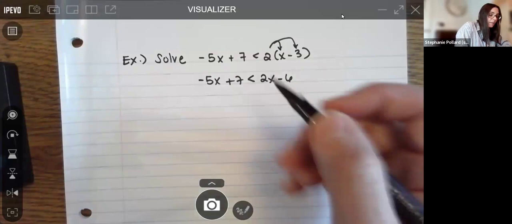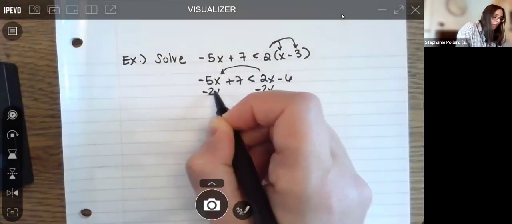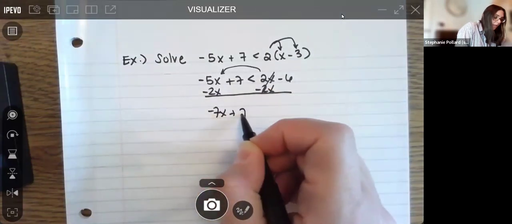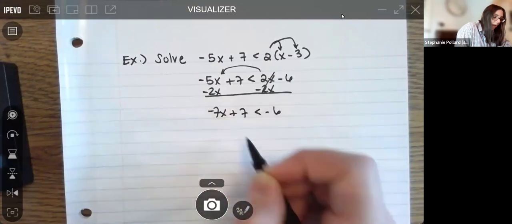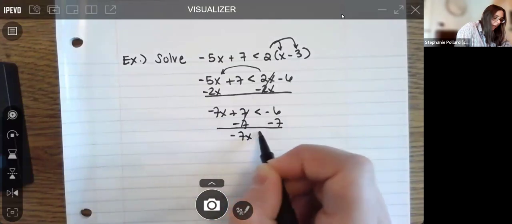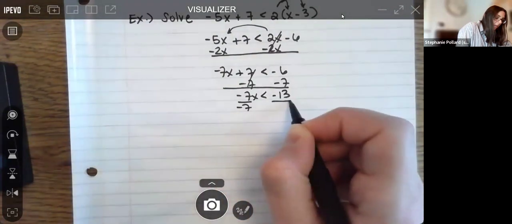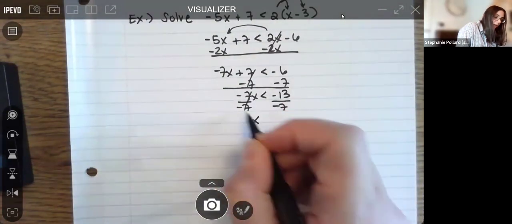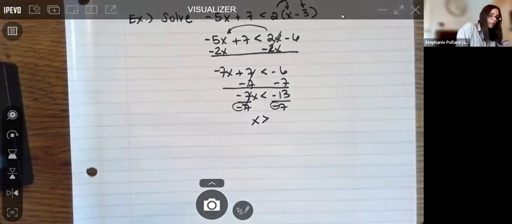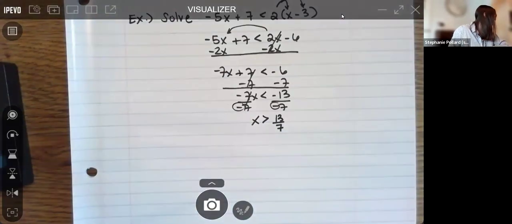Now, as I said, it tends to be easier to bring your x's to the left for inequalities because it makes the graphing much easier to understand. So this would be -7x plus 7. I'll bring the 7 to the other side. I get -13. And then I divide both sides by -7. So again, I'm dividing by a negative. Make sure you flip to a greater than sign. And then 13 over 7 here will be my answer. And those negatives do cancel out.